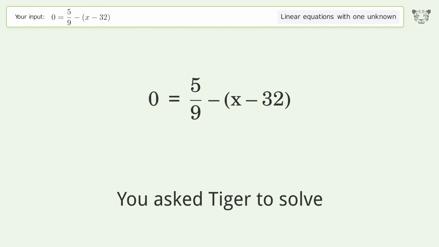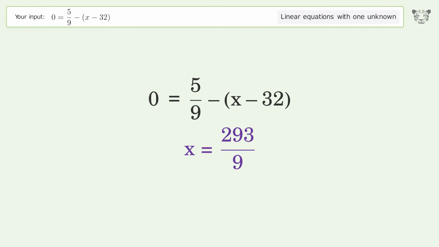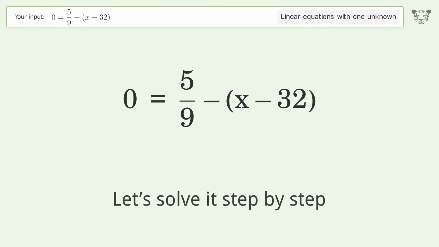You ask Tiger to solve this. This deals with linear equations with one unknown. The final result is x equals 293/9. Let's solve it step by step.